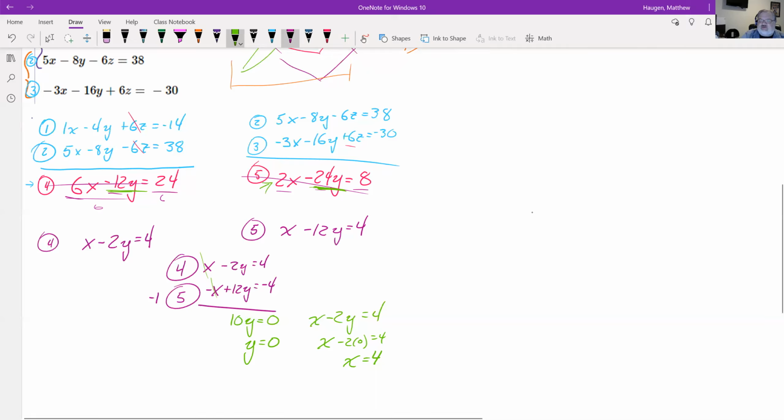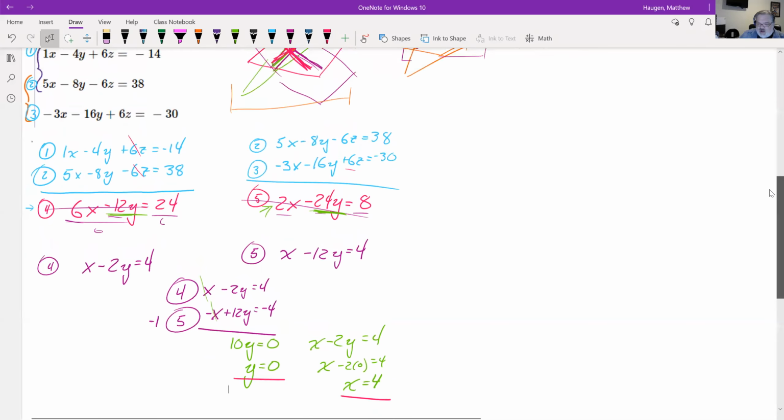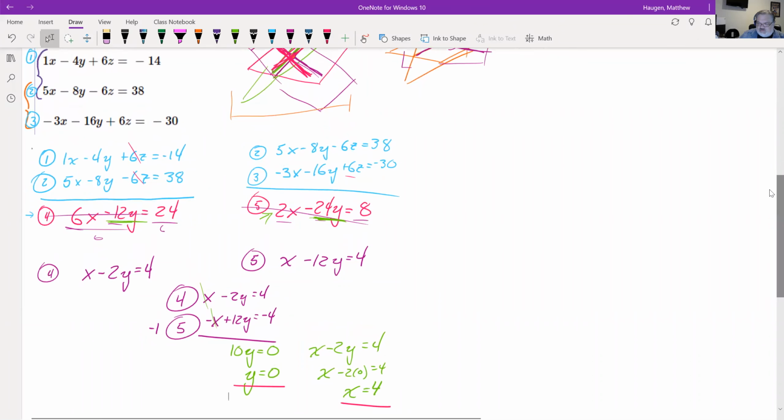Now, the trouble is we're not done, right? We have an X value. We have a Y value. What are we missing? Z. Do we have any equations that relate X, Y, and Z? Three of them. We got three of them. Which one do you want to use? 1, 2, or 3? 1. Can't argue with that.